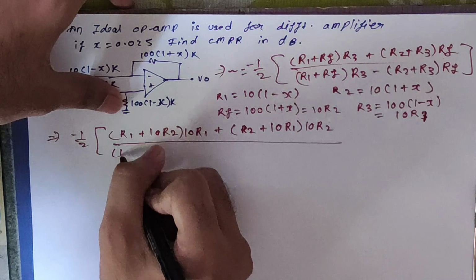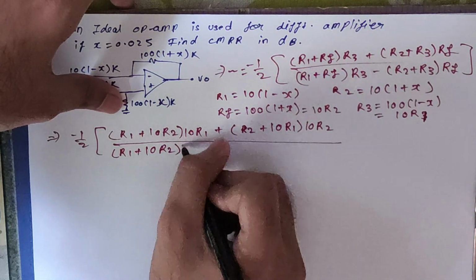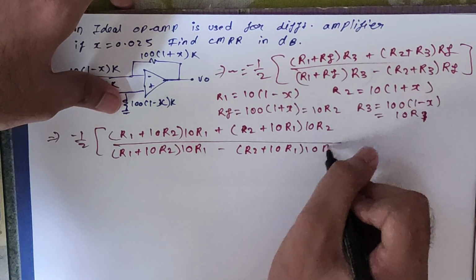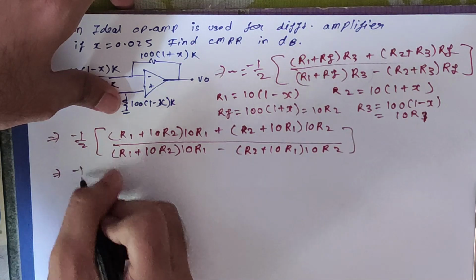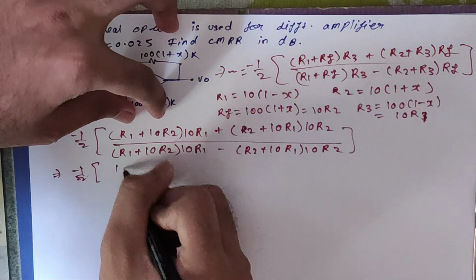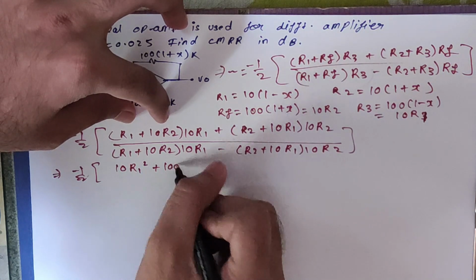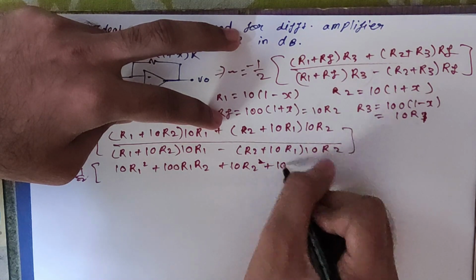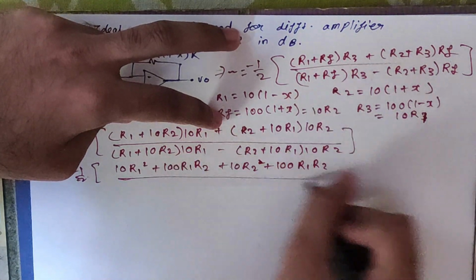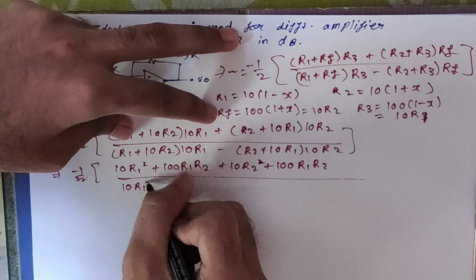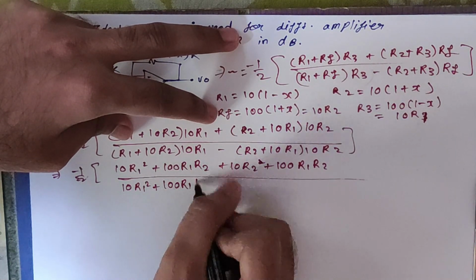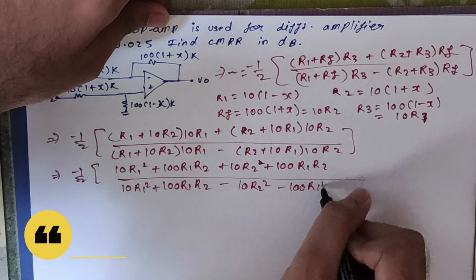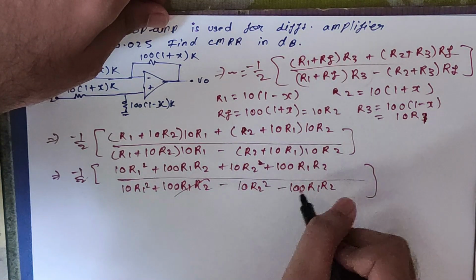Okay, so now we can write it as R1 plus 10 R2, 10 R1 minus R2 plus 10 R1 into 10 R2. Now if we simplify more, we will get 10 R1 square plus 100 R1 R2 plus 10 R2 square plus 100 R1 R2, right? And at the denominator we will get 10 R1 square plus 100 R1 R2 minus 10 R2 square minus 100 R1 R2, right? So here you can see this will be cancelled.